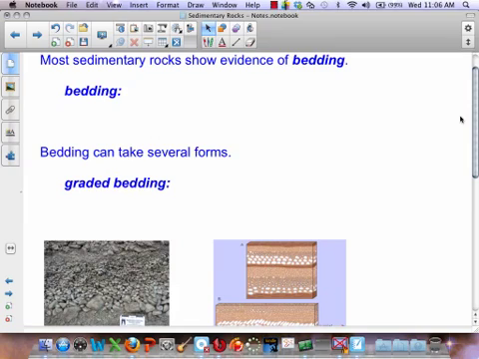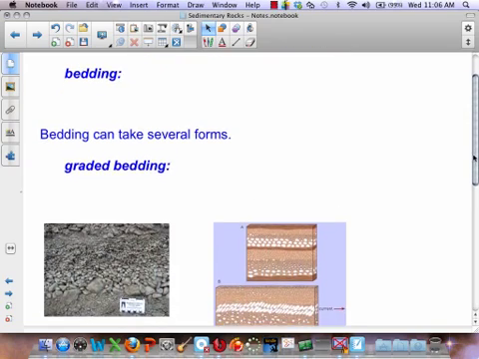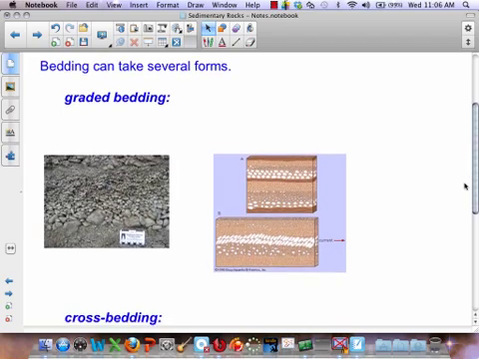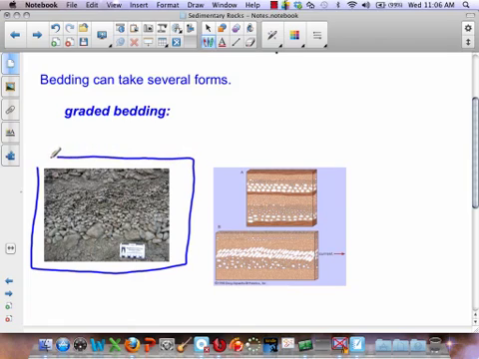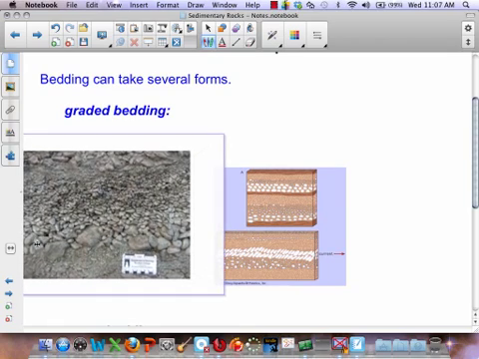Then we have this thing called graded bedding. And graded bedding is basically what you have right here. So I'm going to try something I can never get to work right, but we're going to try and zoom in. There we go.